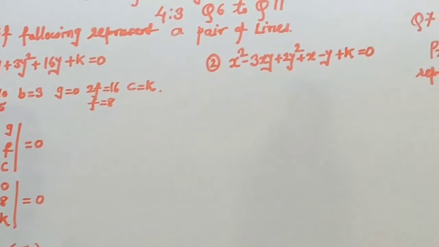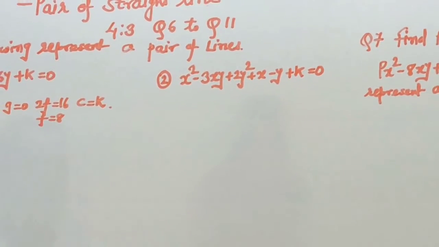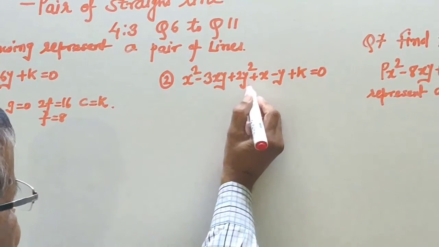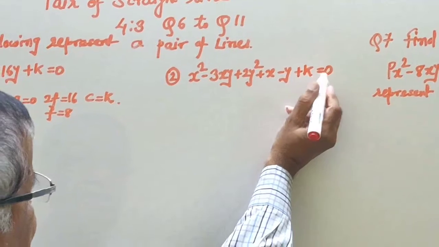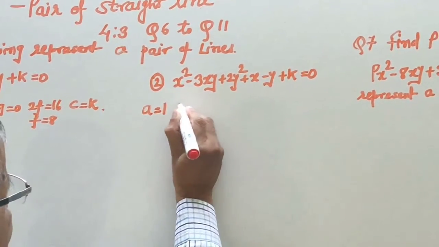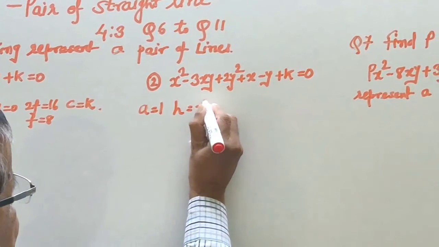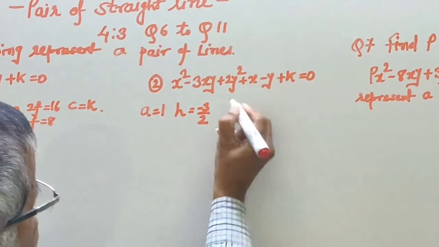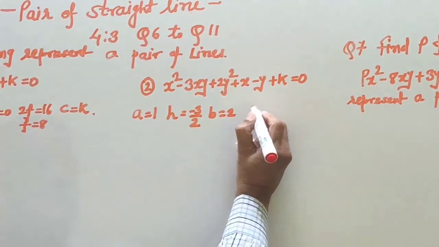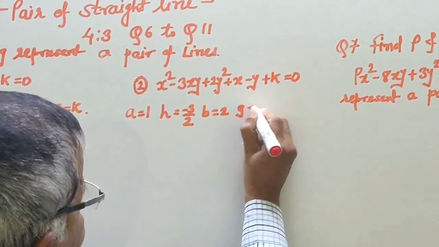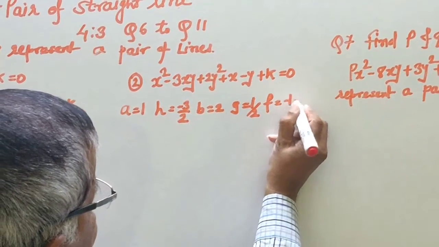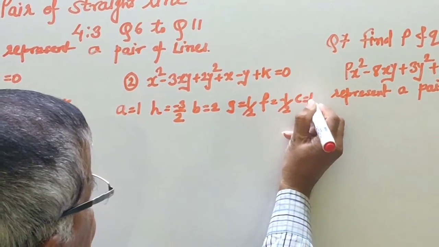Now we are going to solve the same type of problem. Problem number 2: x² minus 3xy plus 2y² plus x minus y plus k is equal to 0. Now I will compare. a is equal to 1. h is equal to minus 3 by 2. Now b is equal to 2. Then g is equal to 1 by 2. Now f is equal to minus 1 by 2 and c is equal to k.